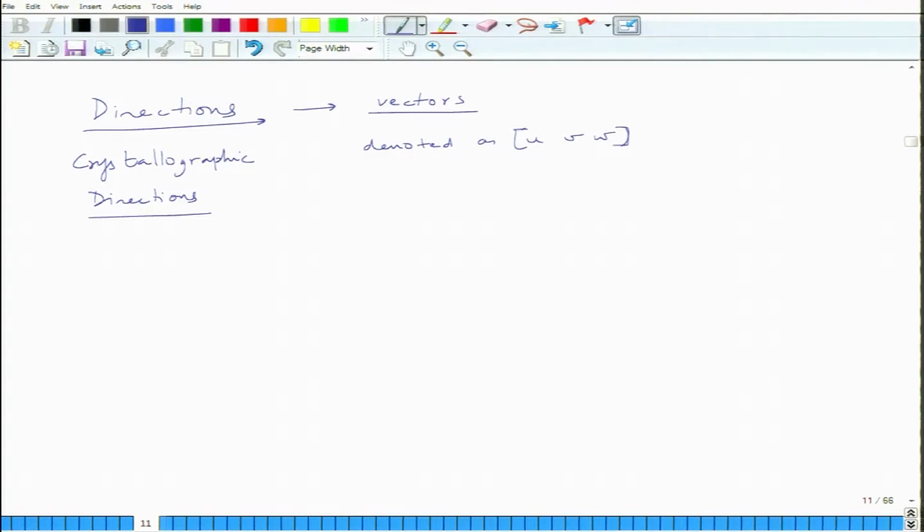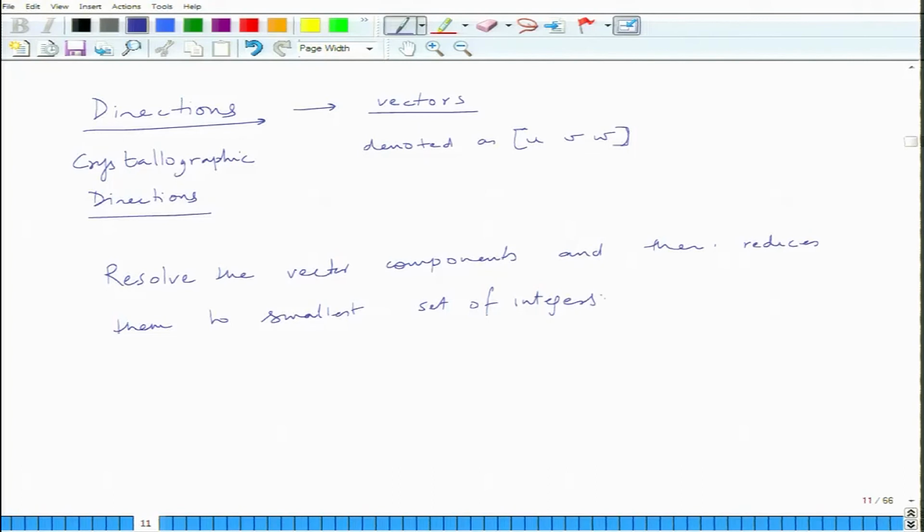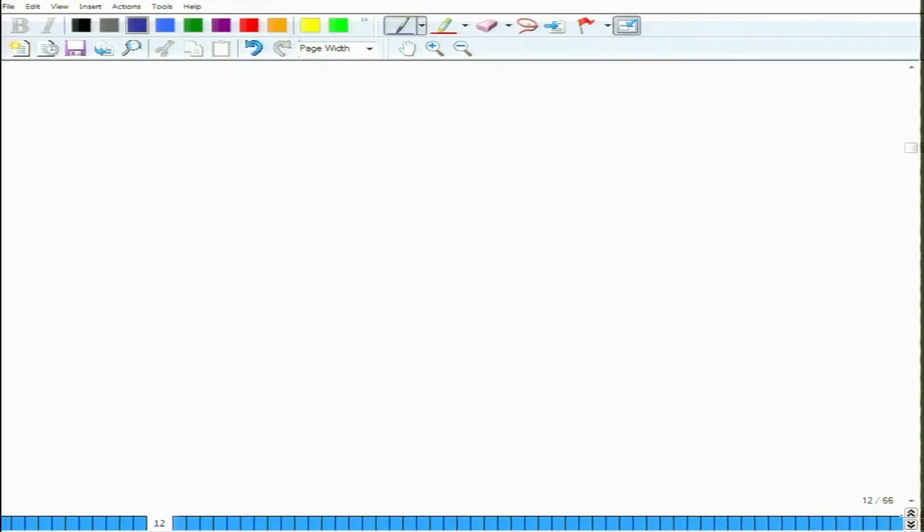Crystallographic directions. Basically, it is nothing but a vector. So, you resolve the vector components along the crystallographic axes and then reduce them to the smallest set of integers. Okay. So, let us see how we work along this.